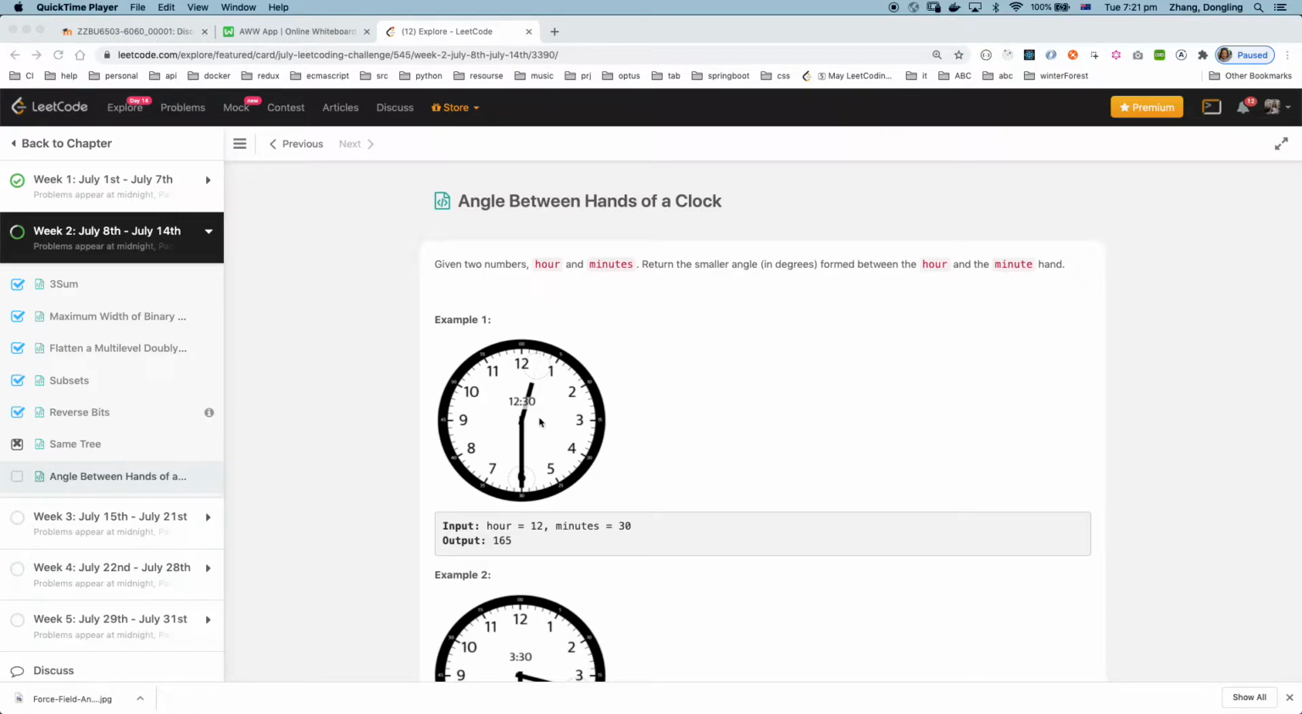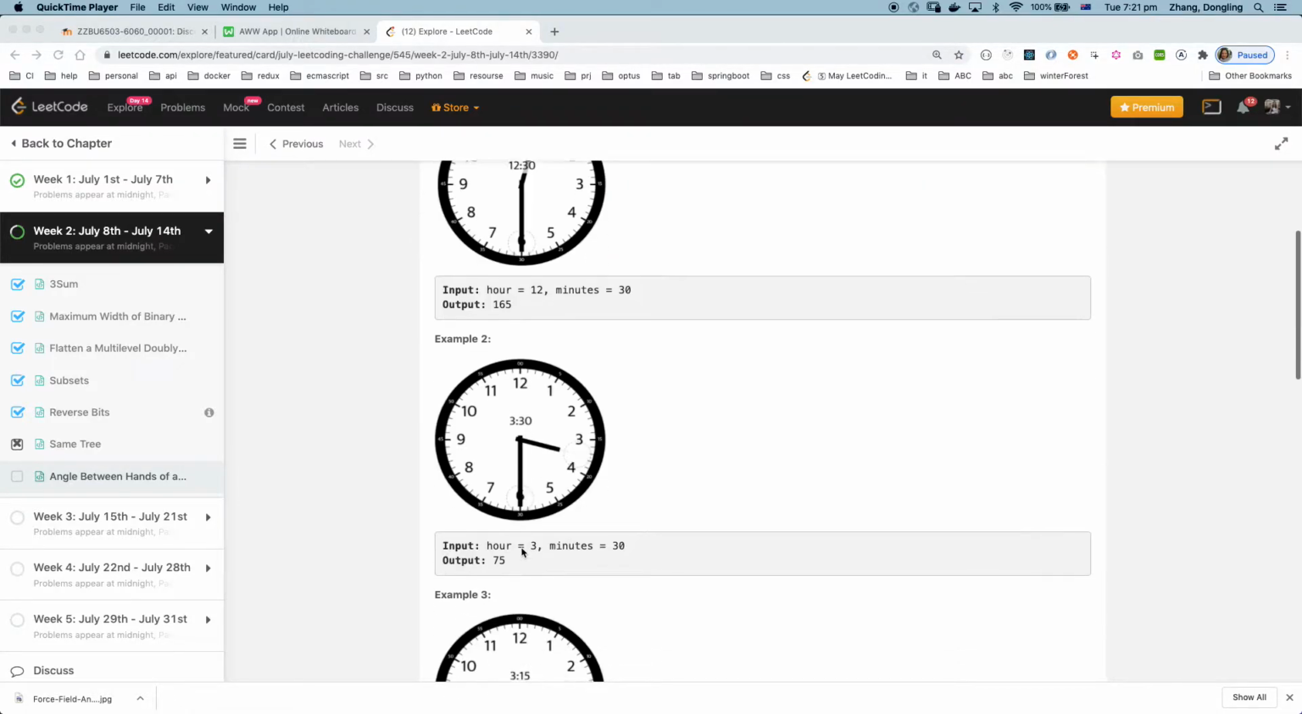Here are the given examples. If you receive hour 12 and minutes 30, the expected output is 165. Look here, you have hour 3 and minutes 30. The expected output is 75. Here you can obviously see this angle is much smaller. Another angle is 360 degrees minus 75, but it's bigger, so we return the smaller one.